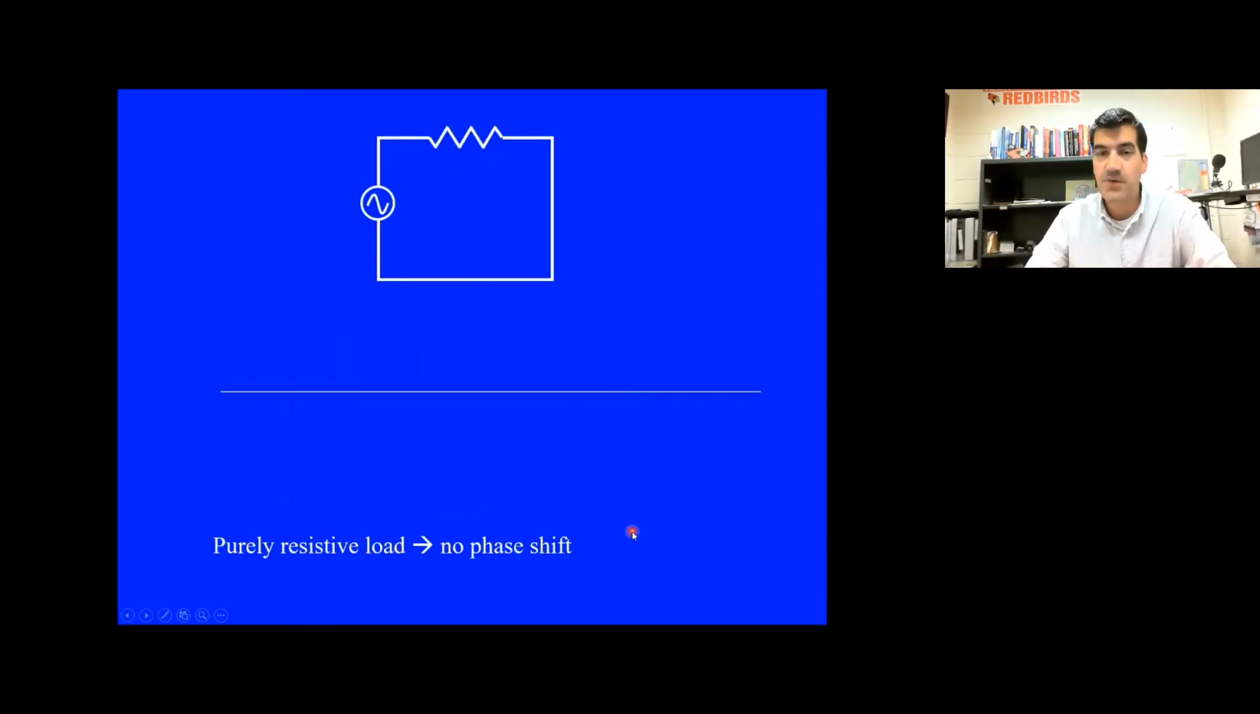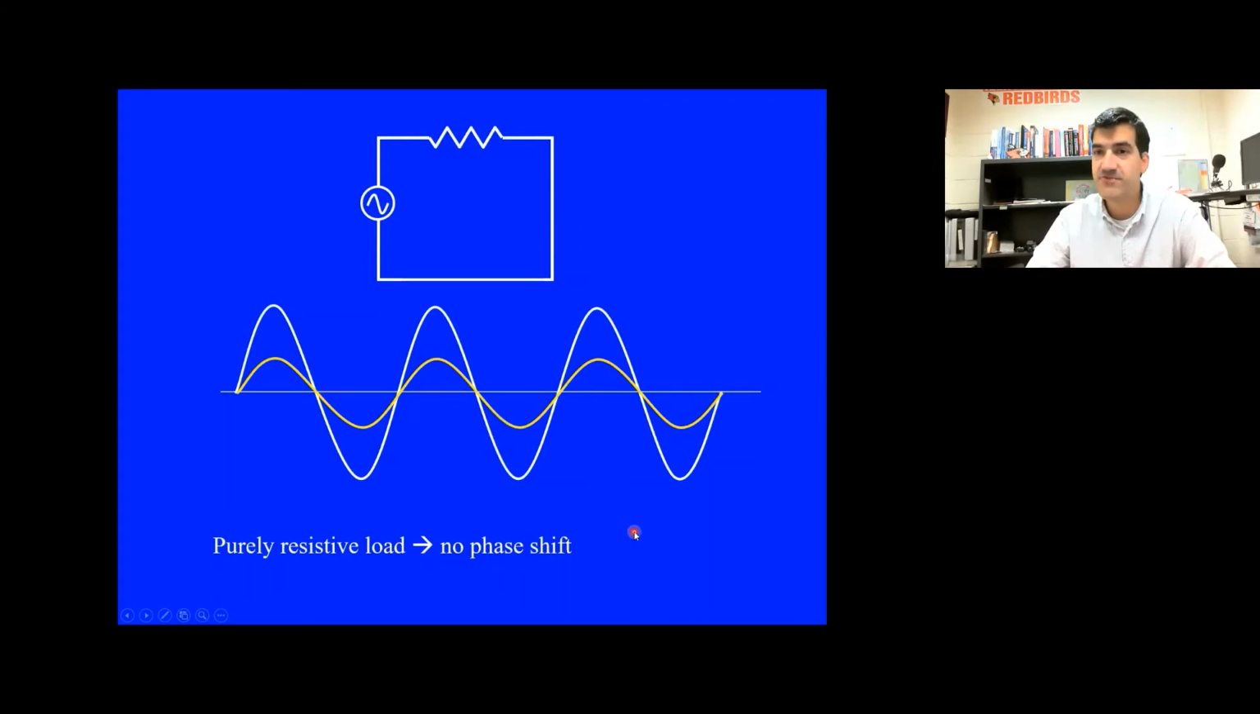All right, if we have a purely resistive load, there's no capacitor and no inductor, nothing that can cause a phase shift of the current relative to the voltage. Remember how we said that in a capacitor, current leads voltage? Well, in a resistor, there's no phase shift at all. So the current in, let's say, the yellow curve is exactly in phase with the voltage in the white curve. But, and this is foreshadowing to next time, if I have an inductor here, we'll talk about that next time.